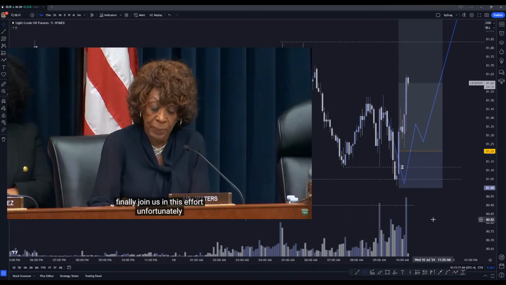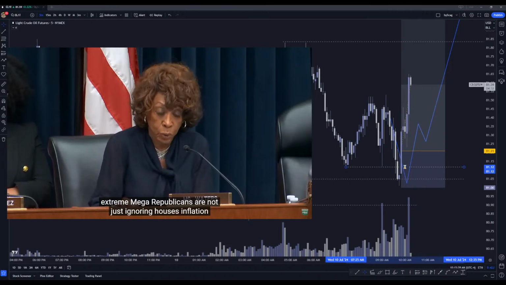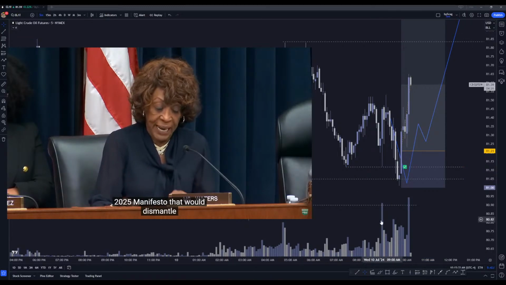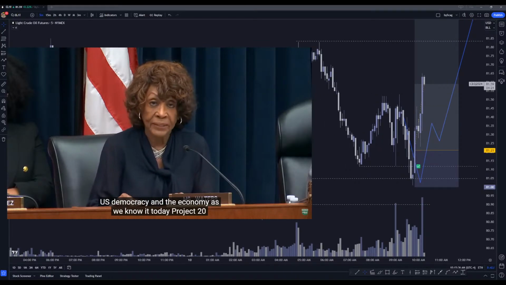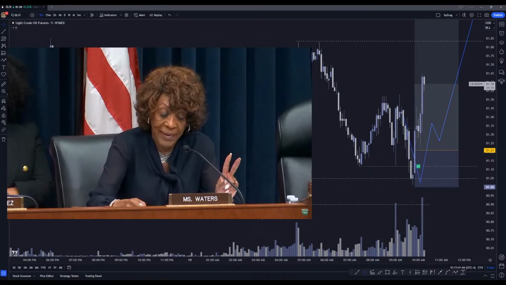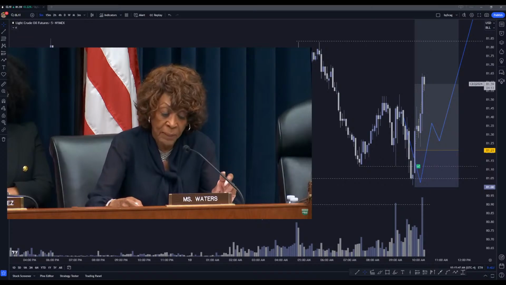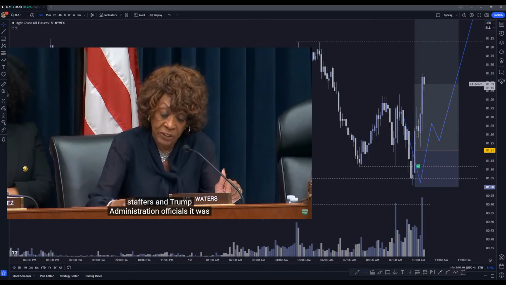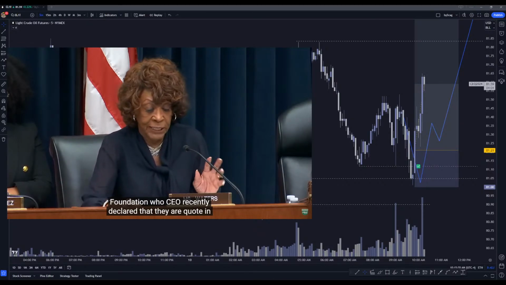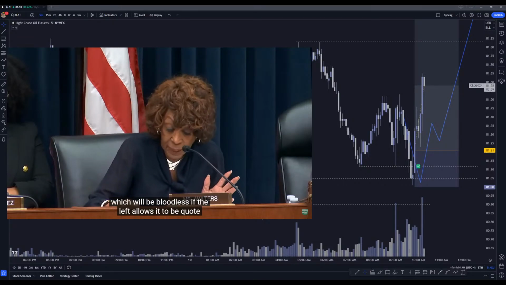Unfortunately, extreme MAGA Republicans are not just ignoring housing inflation, they're advancing their Project 2025 manifesto that would dismantle U.S. democracy and the economy as we know it today. Project 2025 is authored by almost 24 former Trump White House staffers and Trump administration officials. It was compiled and published by the ultra-far-right Heritage Foundation, whose CEO recently declared that they are, quote, in the process of a second American Revolution, which will be bloodless if the left allows it to be, unquote.